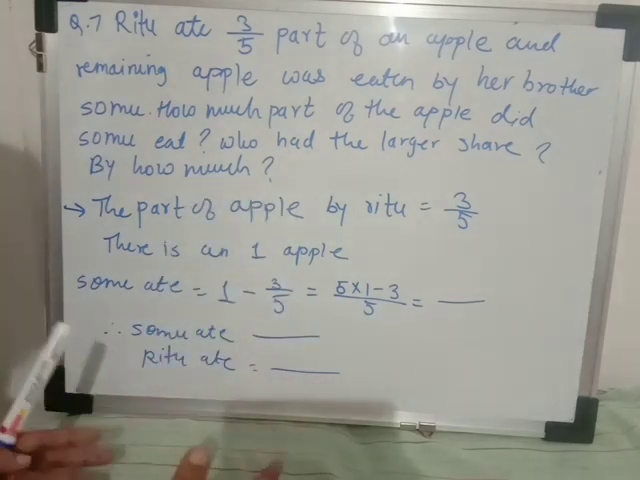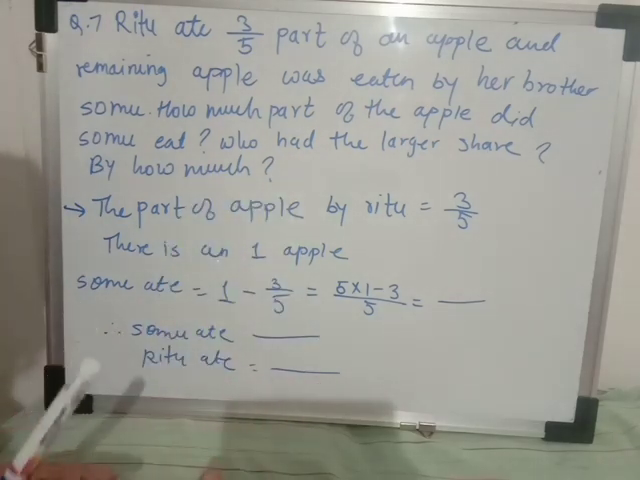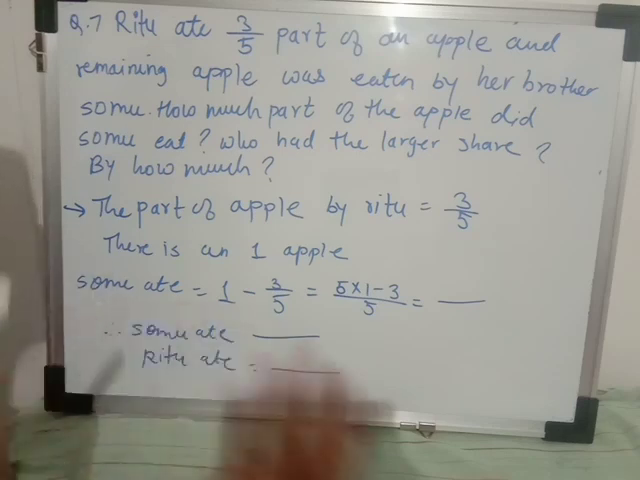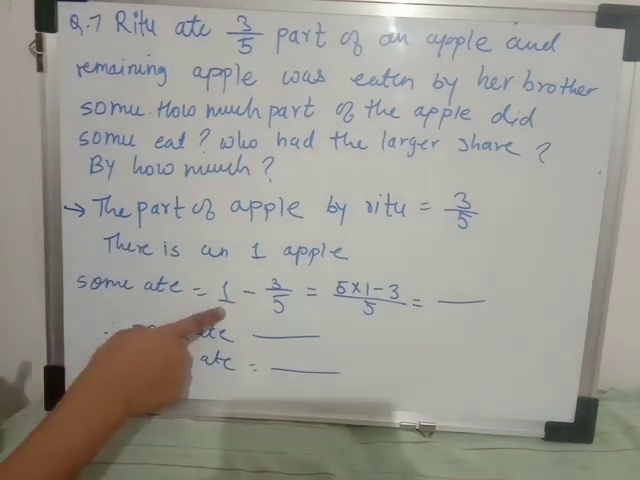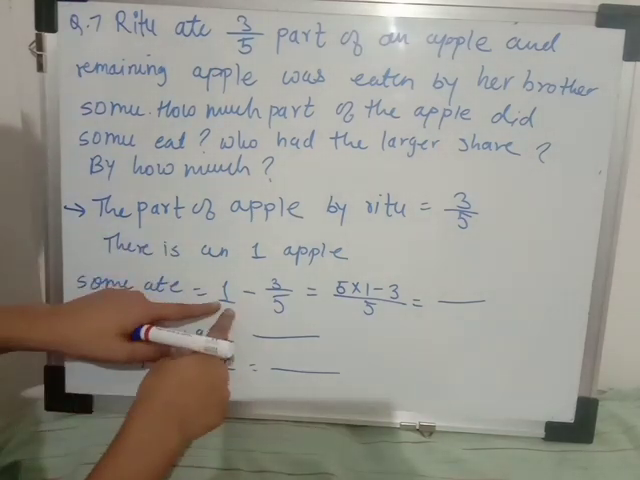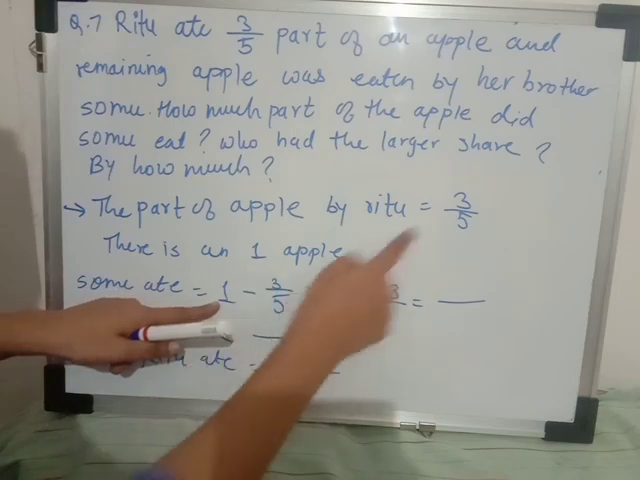Okay, so how simple is this. Out of 3/5, he ate 3 parts, so only 2 were left. As simple as that, but still we have to show it. How are we going to show it? Let's see. Somu ate, there was 1 apple. Okay, so from this 1 apple, what do we have to do with 3/5 part?